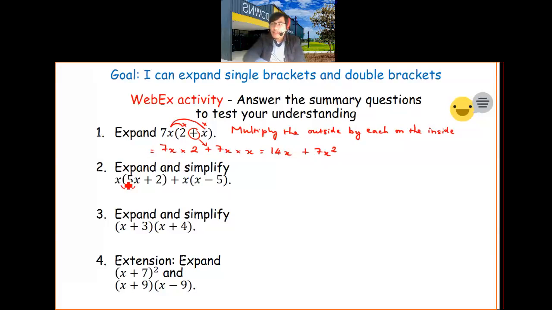So the outside of the first brackets here is x, and multiply by each on the inside, so x times 5x and x times 2. That's the first brackets. Then for the second one, we got x on the outside multiplied by x on the inside, and then x on the outside multiplied by this 5 here on the inside.